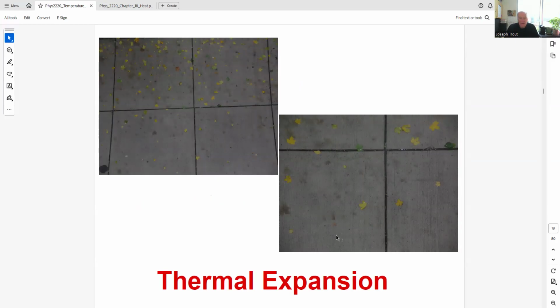Things expand usually when you heat them. So normally when you heat them, things expand. And for instance, that's why there's cracks in sidewalks. It's so that when they heat up and expand, they won't force into each other and crack.